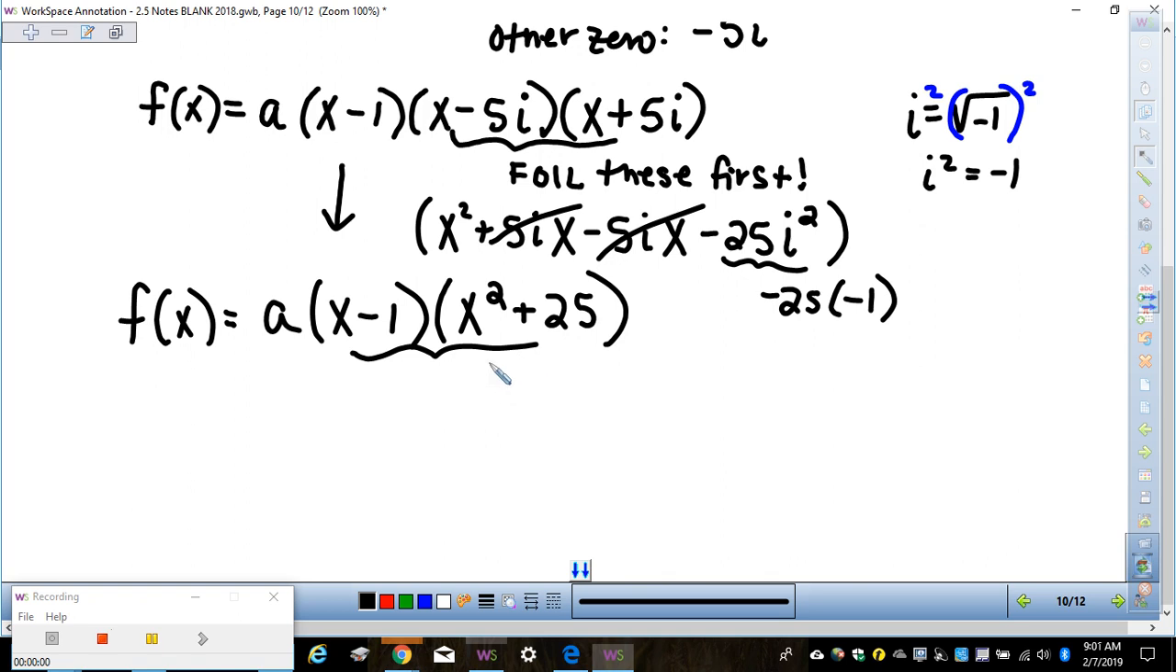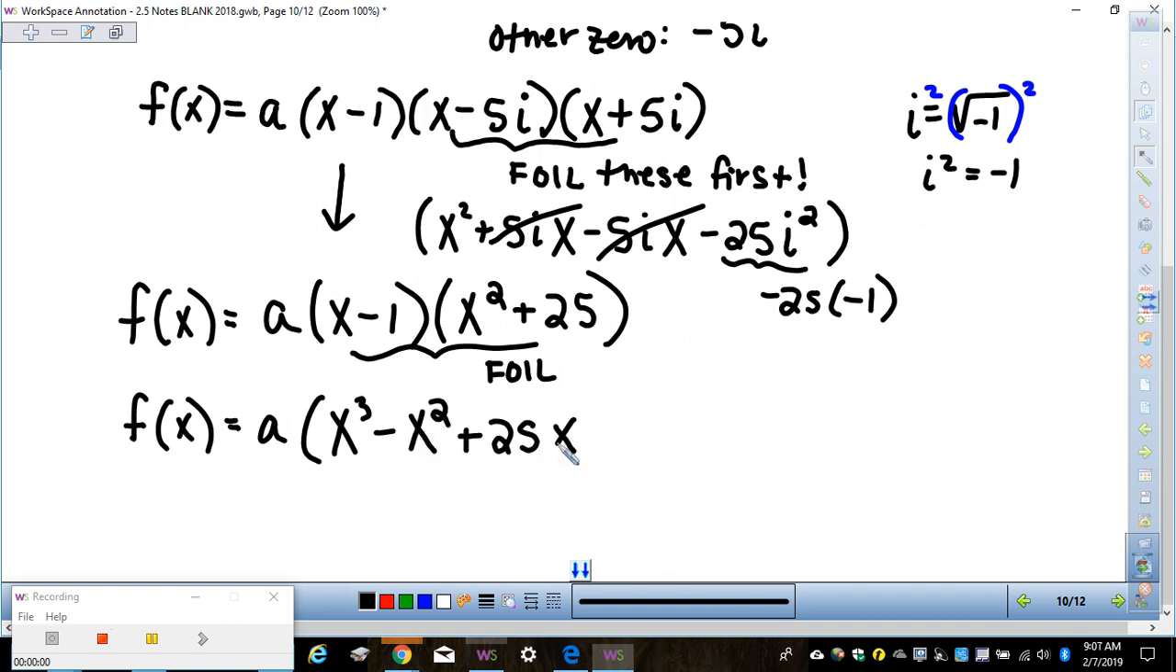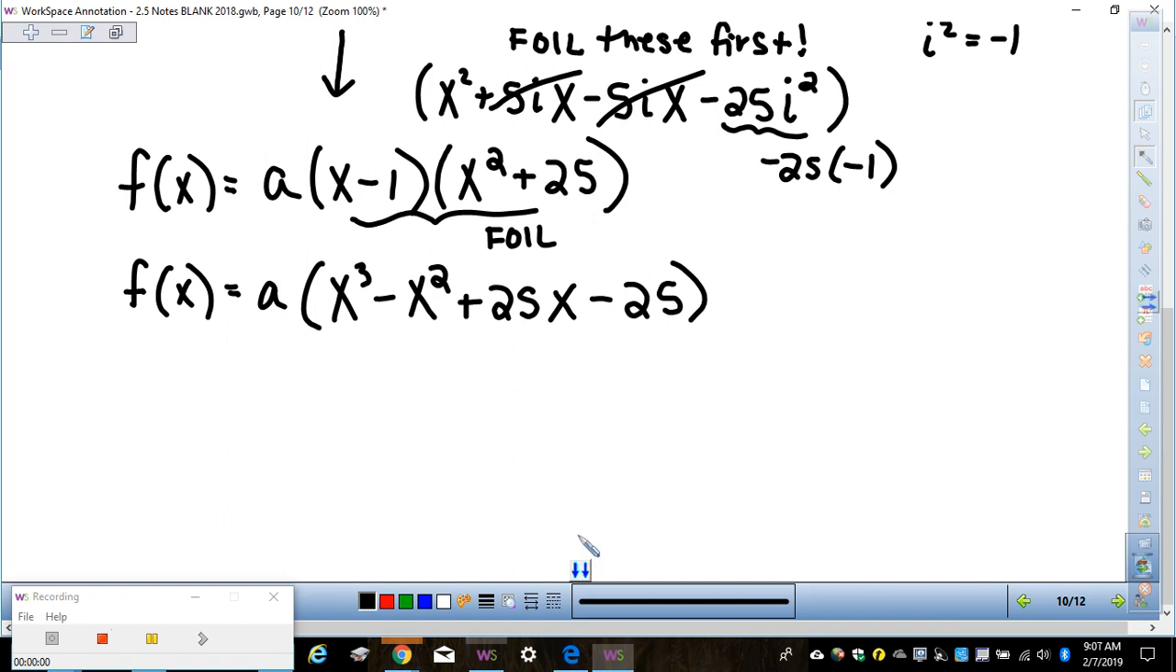All right, so now we can keep going. We'll go ahead and FOIL these together next. So we've got x times x squared, which is x cubed. The inside would be negative x squared. The outside is positive 25x, and the last term is negative 25. Okay, so we are very close in having our final answer for our polynomial.